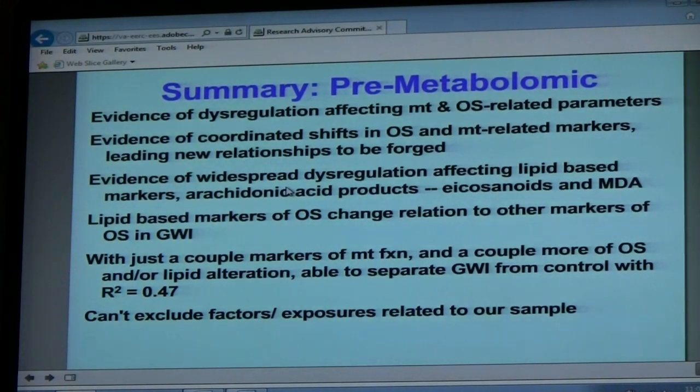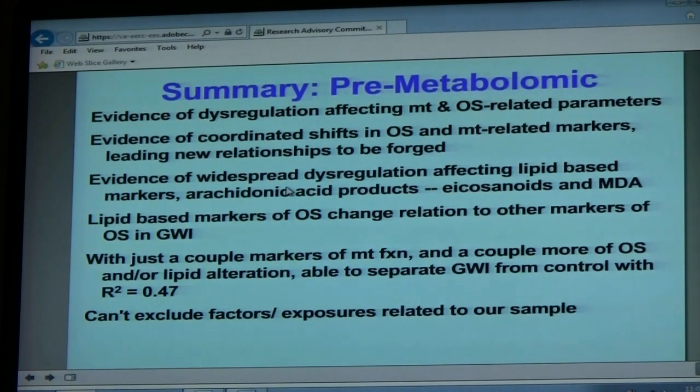Lipid-based markers of oxidative stress change radically in their relationship to other markers in Gulf War illness. In controls, these lipid-based markers of oxidative stress relate strongly to other markers of oxidative stress, whereas in Gulf War illness cases, the other markers of oxidative stress, like 8-hydroxydeoxyguanosine or alpha-ketoglutarate, remain high, but these lipid-based markers are depressed.